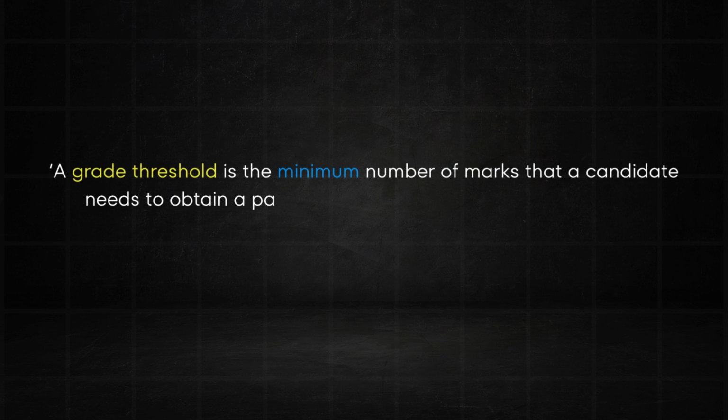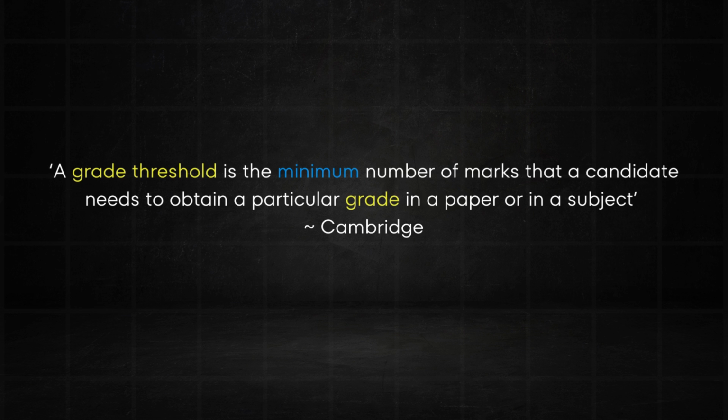To even understand how Cambridge comes up with grade thresholds, we first need to understand what they are. And according to Cambridge themselves, a grade threshold is the minimum number of marks that a candidate needs to obtain a particular grade in a paper or in a subject. So in other words, these are grade boundaries required to obtain a particular symbol from A to E.